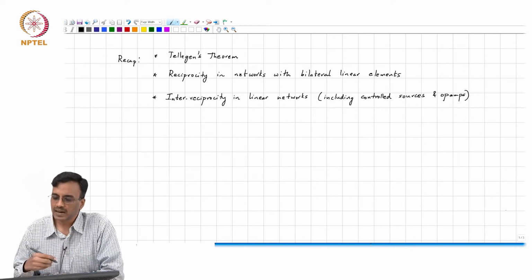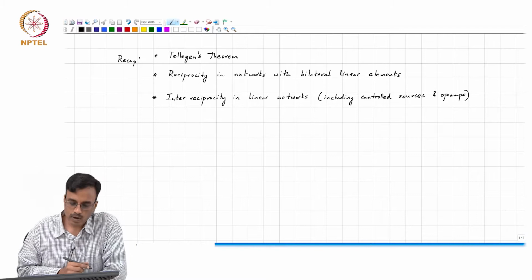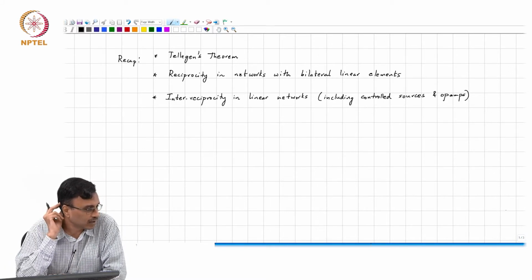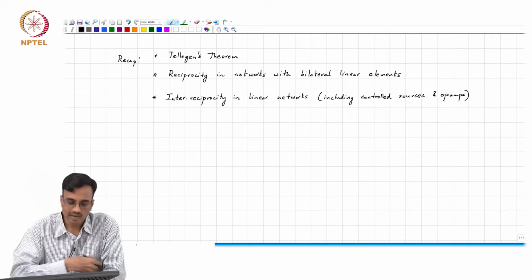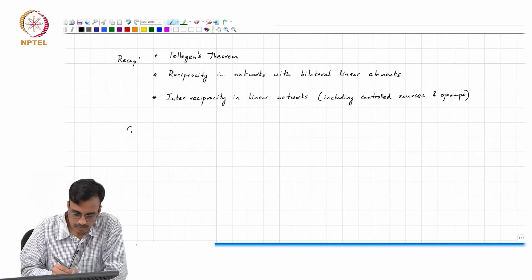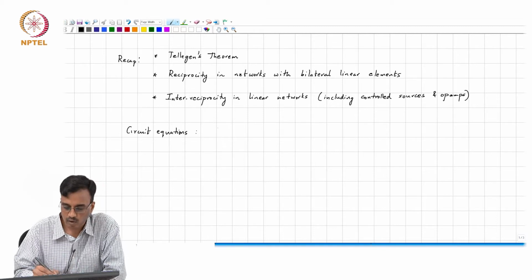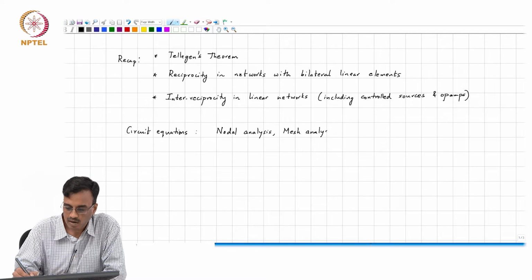Good. So, having seen that, now let us move forward and refresh our memories about ways of writing circuit equations. In your earlier classes, you have probably seen many ways of doing this. The nodal analysis is probably the first one that comes to mind. Then there is mesh analysis, etc., etc.